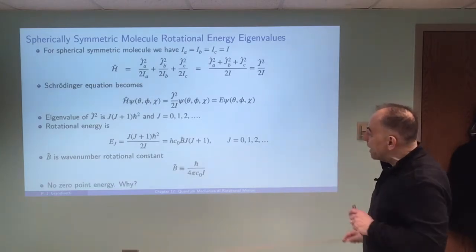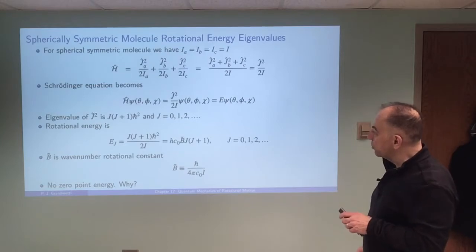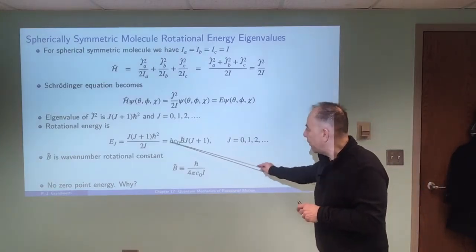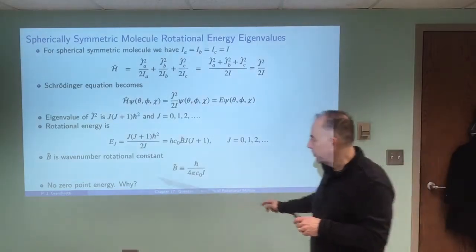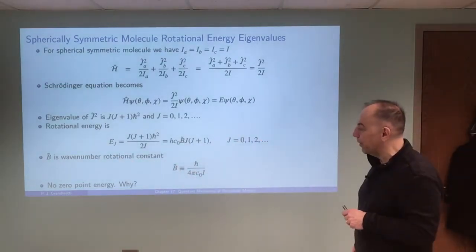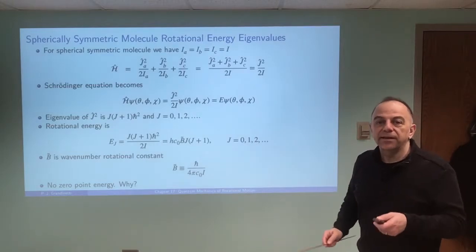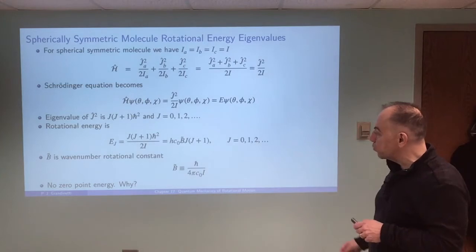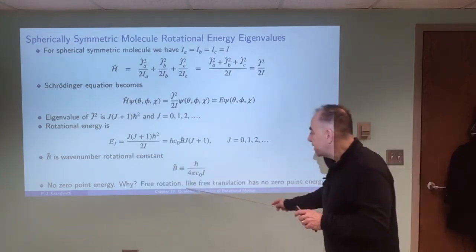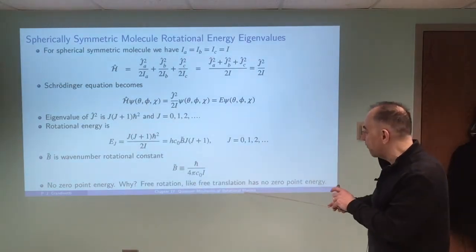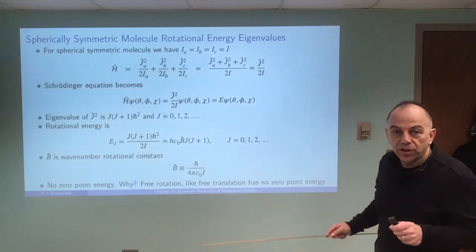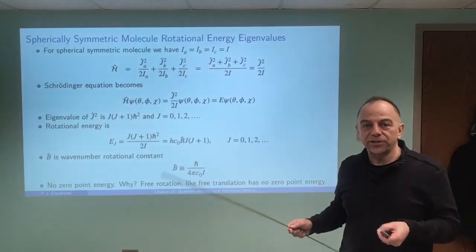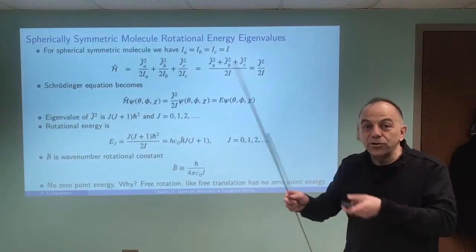So one thing you may notice here is that there is no 0-point energy. So the lowest energy state, J equals 0, evaluates to E of 0 is equal to 0. So remember in the harmonic oscillator problem, we saw that the ground state had a 0-point energy, but in this case, we do not. And remember that this is free rotation. So just like free translation, there was no 0-point energy. And for free rotation, there's no potential energy surface that this molecule is rotating on.